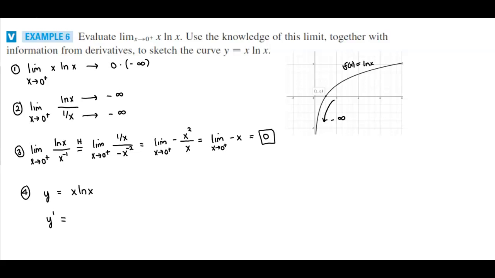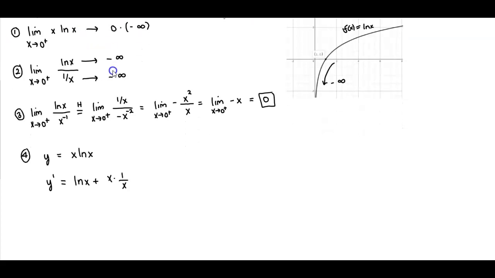Okay, and what we want to do is find the derivative of that. So we're going to use the product rule. The derivative of x is 1, and then we have the natural log of x, plus x times the derivative of the natural log of x, which is 1 over x. So therefore, we now know that y prime of x is going to equal the natural log of x plus 1. So there is the derivative of this function.